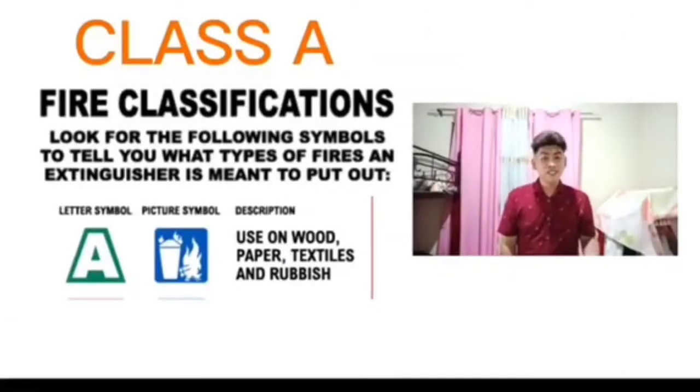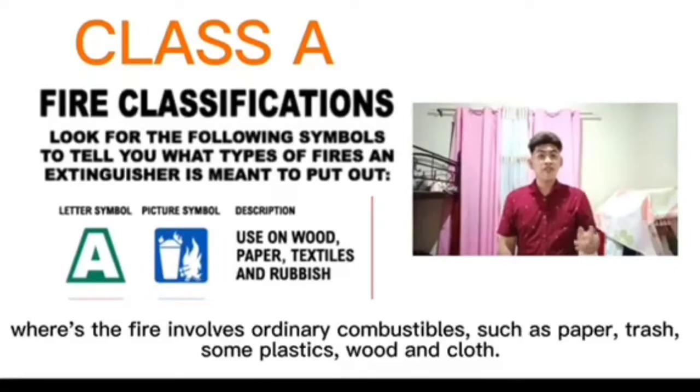Fires have been classified into four groups: A, B, C, D, or K and E. What are these classifications? Let's find out. First is Class A, where the fire involves ordinary combustibles such as paper, trash, some plastics, wood, and cloth.